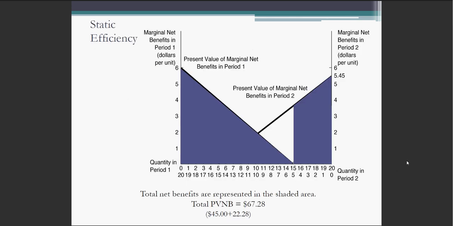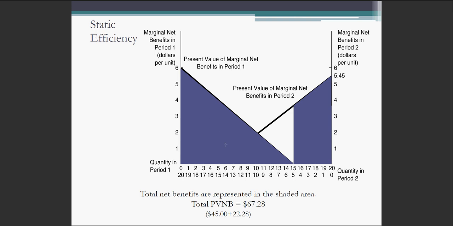So on this slide, we show the total net benefits by integrating the marginal net benefit curve. And this one shows the static efficiency model. You can see here there's a large gap where these benefits are not being received by either generation. By summing these areas, this triangle here and this trapezoid here, we arrive at the total present value of net benefits of $67.28.